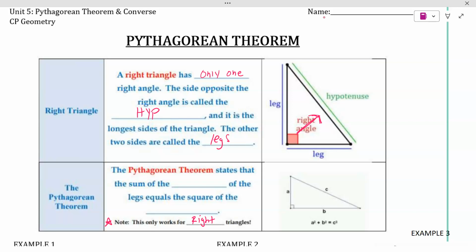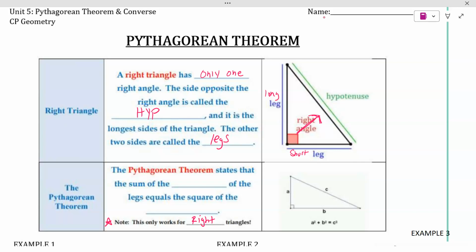Sometimes they will even call one the short leg and one the long leg. In this case, this would be the short leg, just because clearly by looking at it, it's a little bit shorter. And then this would be considered the long leg. But in general, you really just have to know that it's leg, hypotenuse. As long as you make sure that the hypotenuse is the longest side, the side that's across from the right angle, then we are good to go.